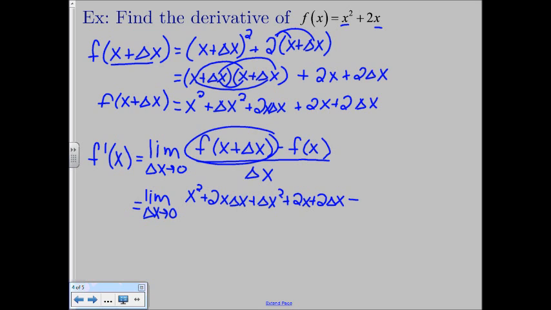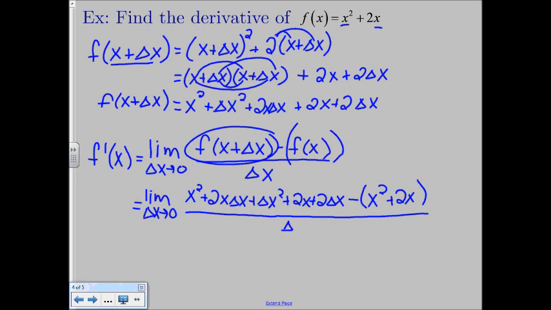Minus, and now we're going to plug in f of x. Now, it's really important whenever you plug in f of x that you put parentheses around it. So really, let's just put parentheses back up in our formula. So now we get minus parentheses of x squared plus 2x. And all this is going over delta x.